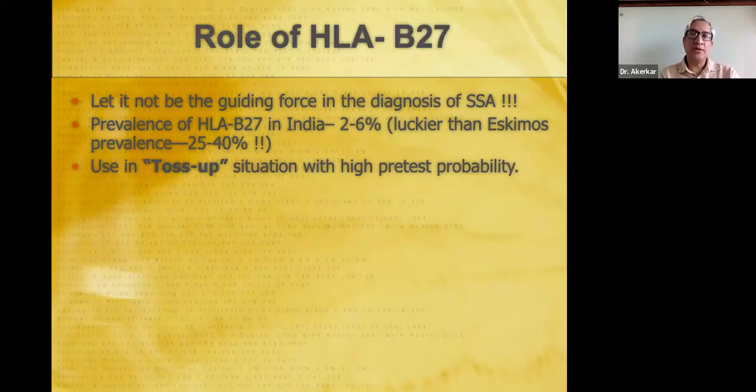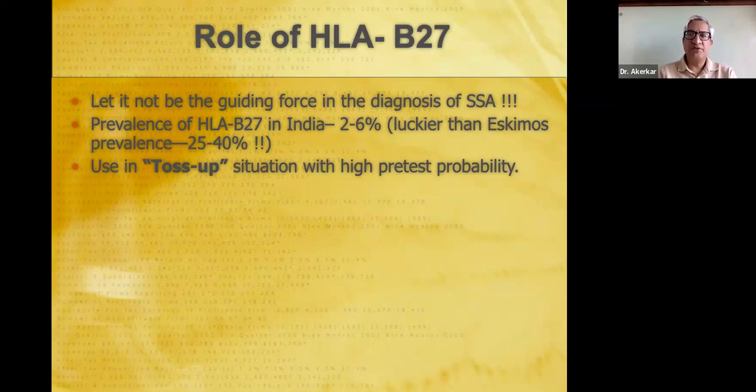So it's not an all or none test. If somebody is HLA-B27 negative, it does not mean the patient will not have ankylosing spondylitis. So always bear that in mind. 10% of patients are HLA-B27 negative. And the reverse is also true. Just because HLA-B27 is positive does not mean the backache is ankylosing spondylitis.